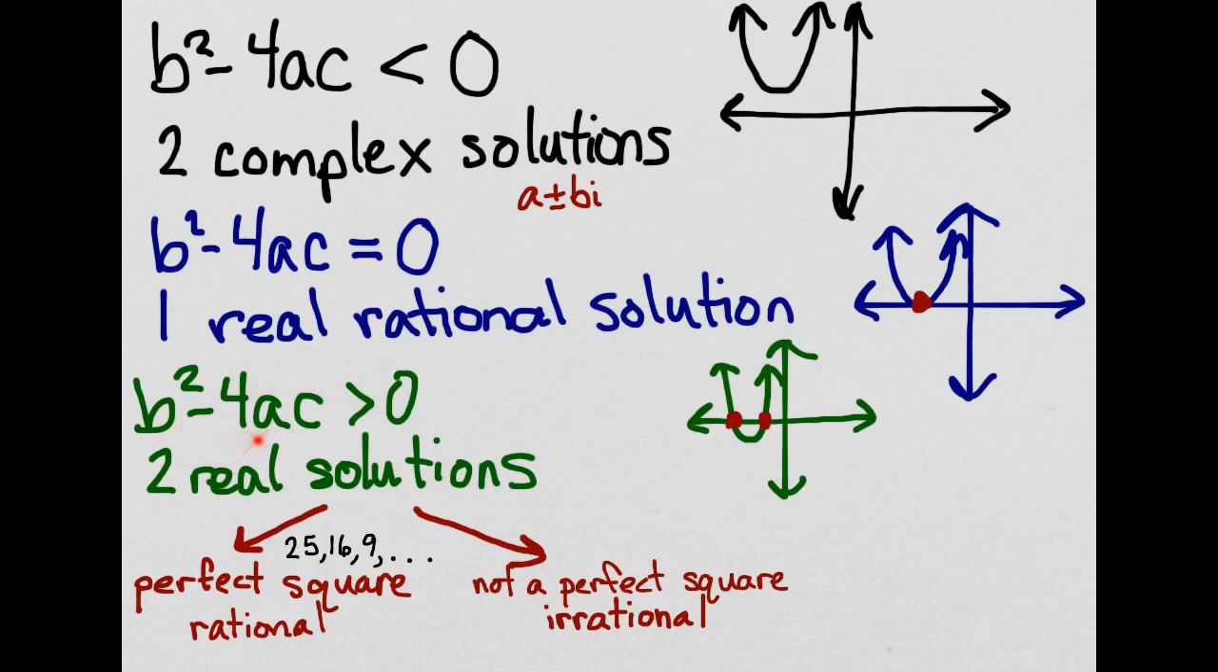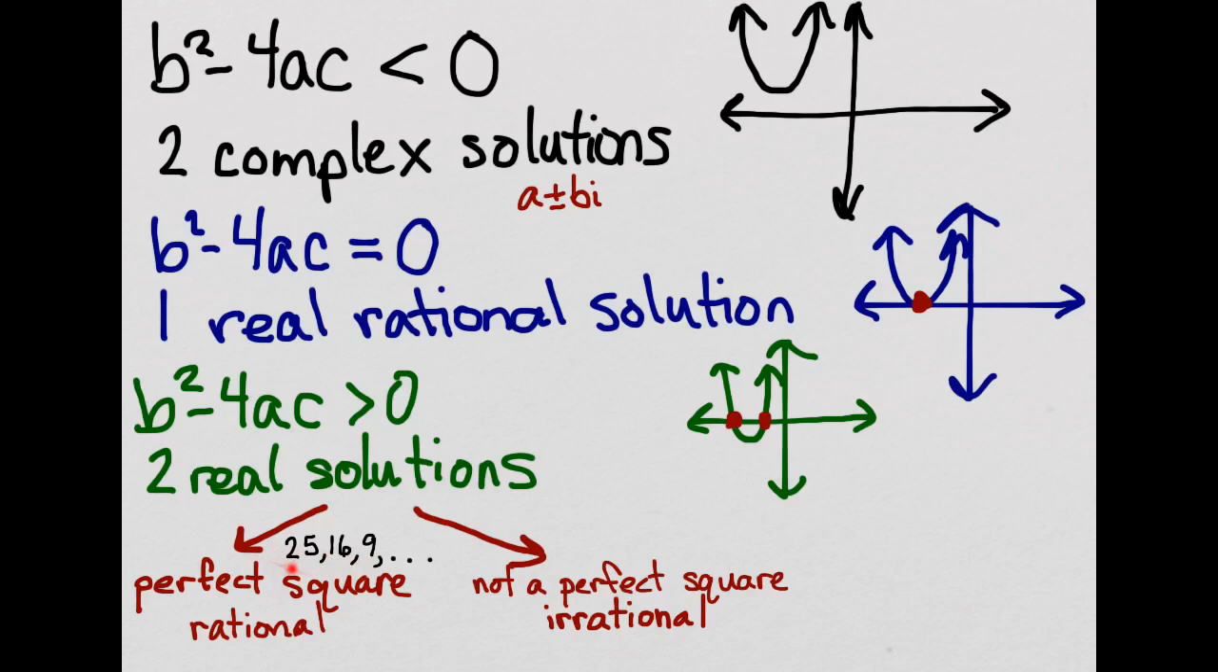Now, if the number under the square root is a positive number, bigger than 0, we're going to have two real solutions, meaning that it's going to go through the x-axis in two places. Depending on what kind of positive number we get, we could get two real rational solutions or two real irrational solutions.